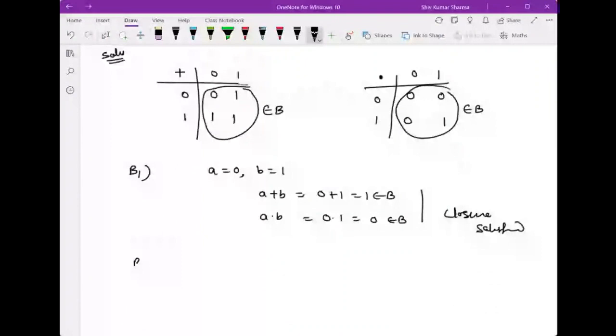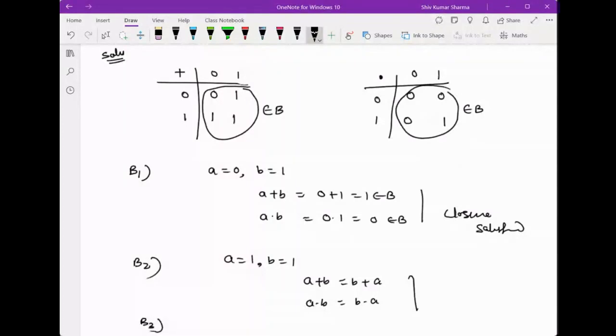When we take B2, B2 is commutative. So again we can choose A equal to 1, B equal to 1, or A equal to 0, B equal to 0, as per your choice of elements. And when we write A plus B, it gives us B plus A, and A into B gives us B into A. So commutative is satisfied.